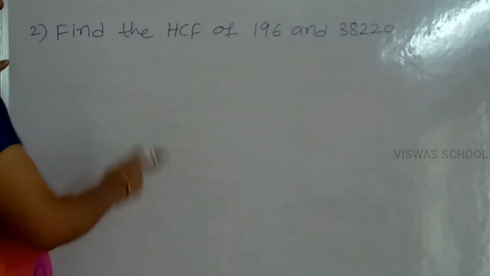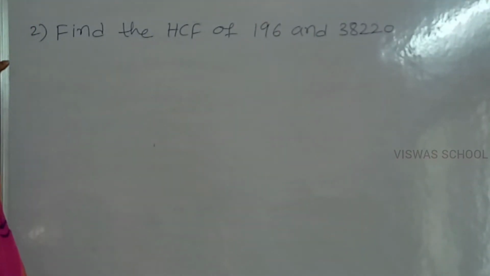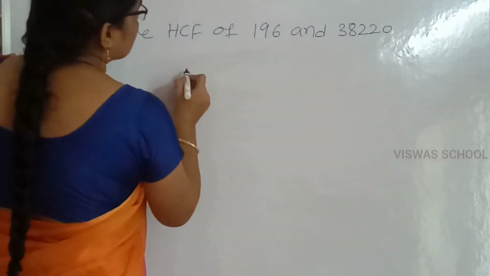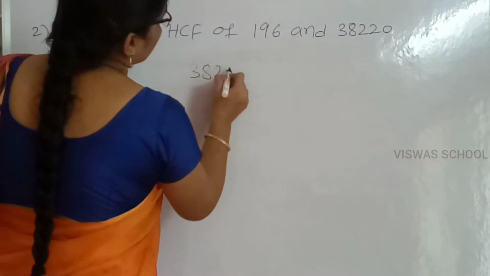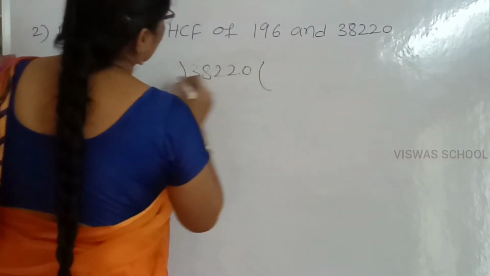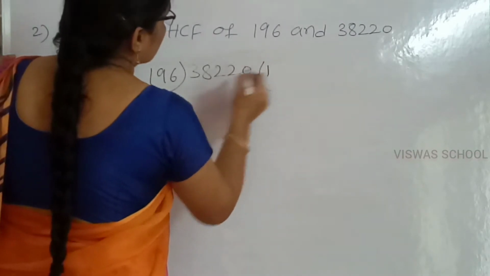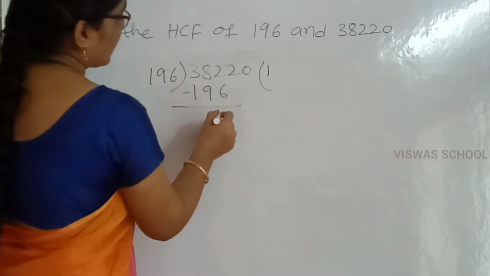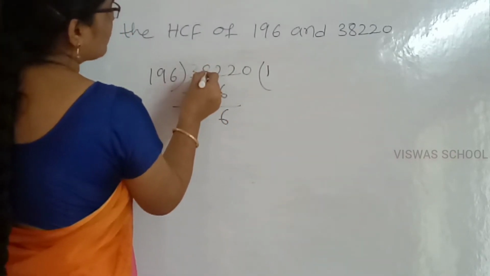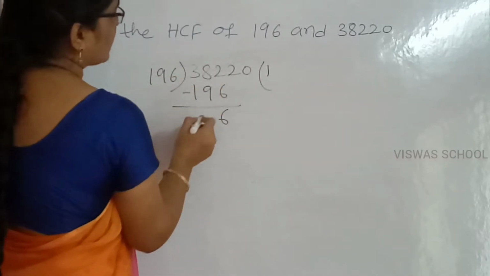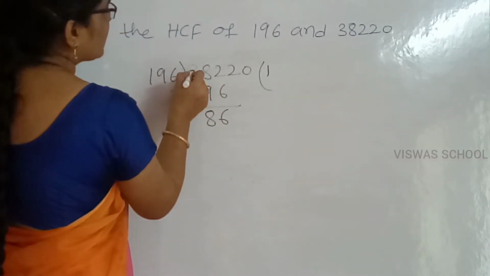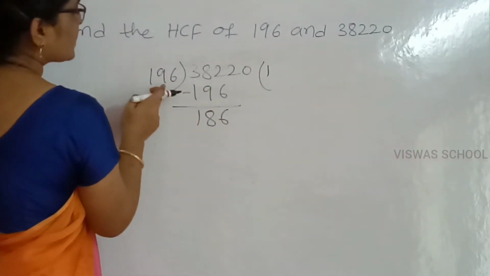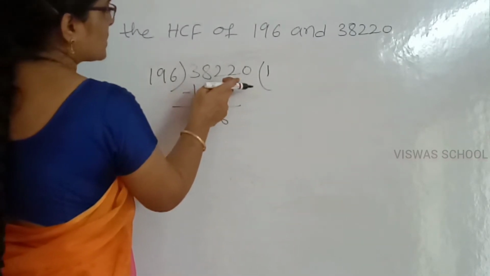Okay, next problem is find the HCF of 196 and 38,220. We have to divide 38,220 with 196. That is 196 ones are 196. Now we have to find out the difference here. 12 minus 6 is 6. And here the remaining is 7. That is 17 minus 9 equals 8. And here the remaining is 2. 2 minus 1 equals 1. 186. This is less than 196. That's why we have to take out the next number, that is 2.